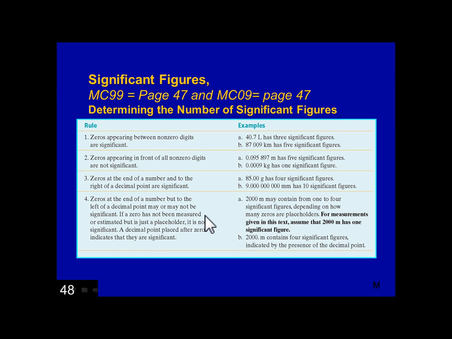All right, zeros that are at the end of a number but to the left of the decimal point can be a little bit confusing. Let's take a look at these 2 numbers. We've got this measurement here, 2,000 meters. That has 1 significant figure. This number here, 2,000 decimal point, 2000. meters, has 4 significant figures. I'm going to pause this while you try and figure out what the difference is between the 2.